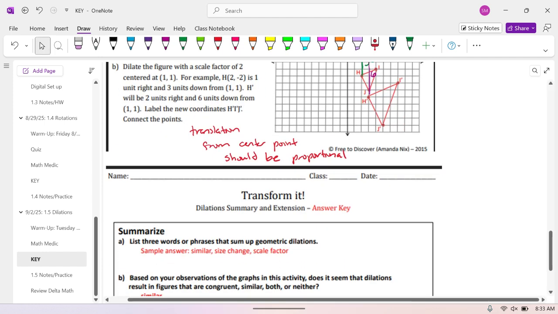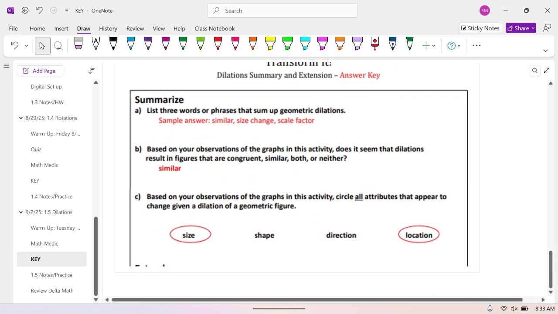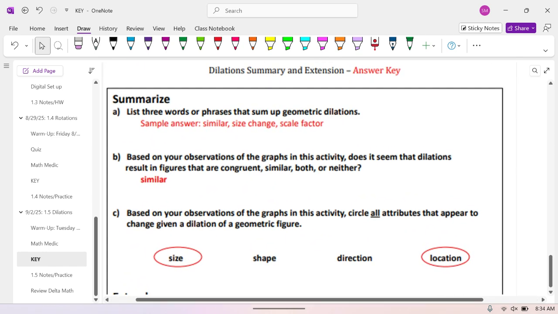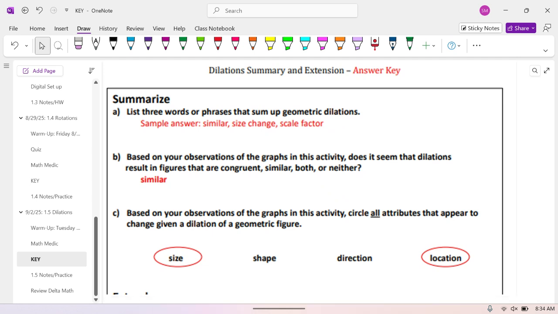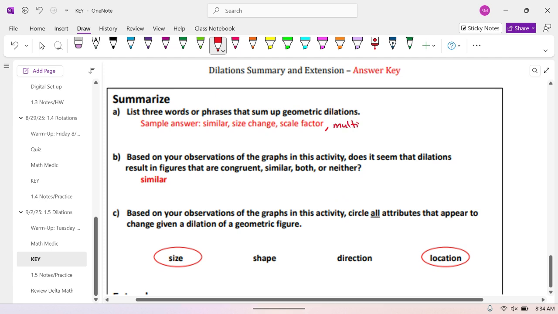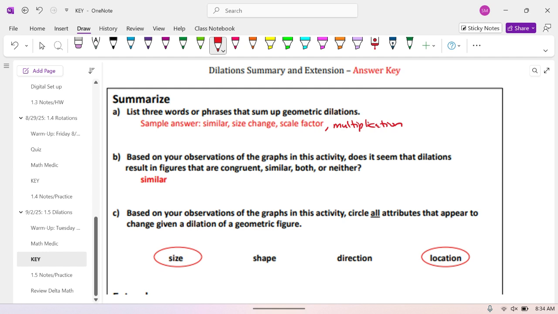All right. So your summarize is what you guys will list out. List 3 words or phrases that sum up the geometric dilations. Again, it's similar. There's a size change. There's a scale factor. That's just a sample answer. If you can think of more words, maybe another one. Multiplication. That might be another one. Proportional. All right, those are just some examples of words.